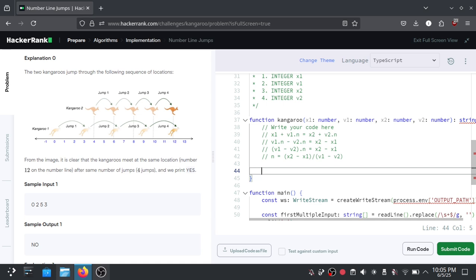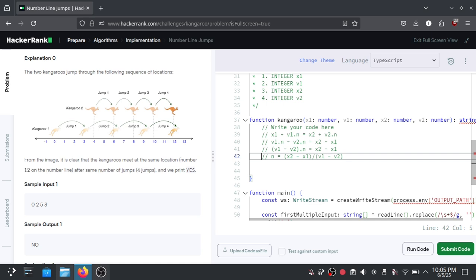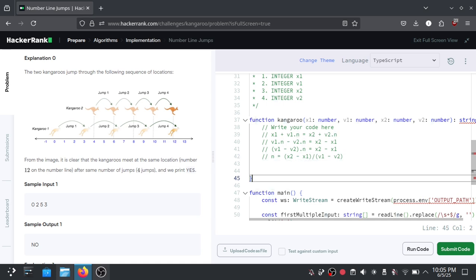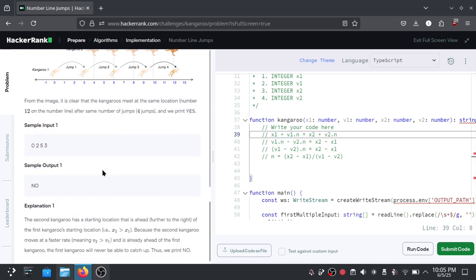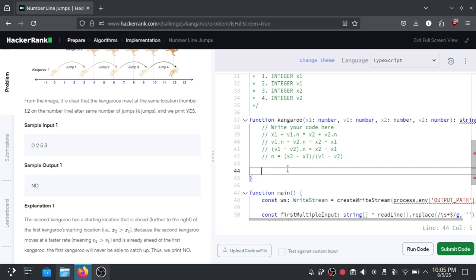And then for the second one, let me think for a moment. The number of jumps value, or the n value, needs to be an integer. Yes, because they jump from one integer to another. The sample input is integer, and there is no floating point at all. So that is why we need to find the meeting point, which is the integer value.